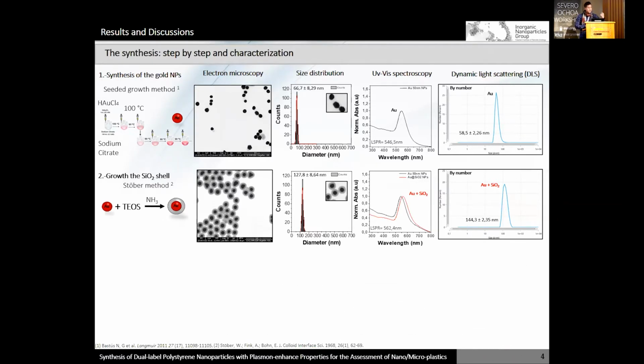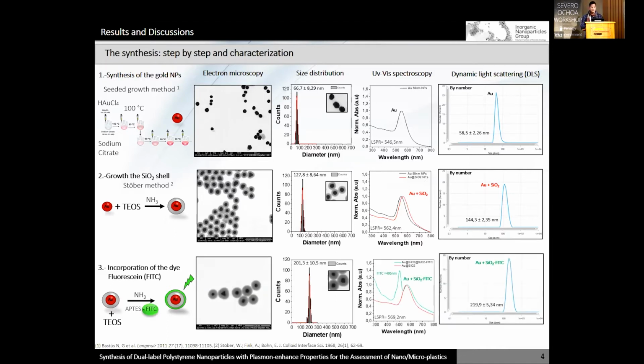Then once I achieved this 30 nanometers, I incorporated the dye in the matrix, applying a second Stöber using APTES as a cross-linker, and we achieved these particles of around 200 nanometers in size by electron microscopy. And as we can see here in the UV spectra, there is a small redshift again from the gold, but with the appearance of the fluorescent band around 495 nanometers. And we correlate the size also by the DLS hydrodynamic size.